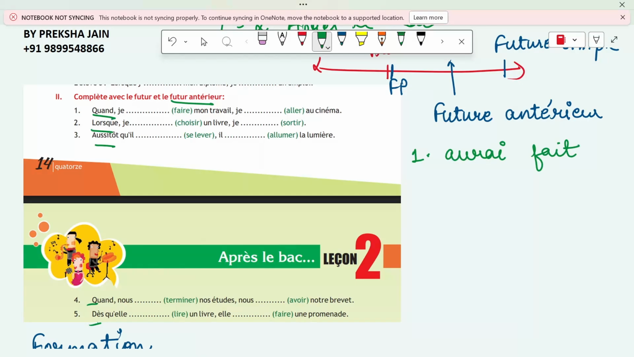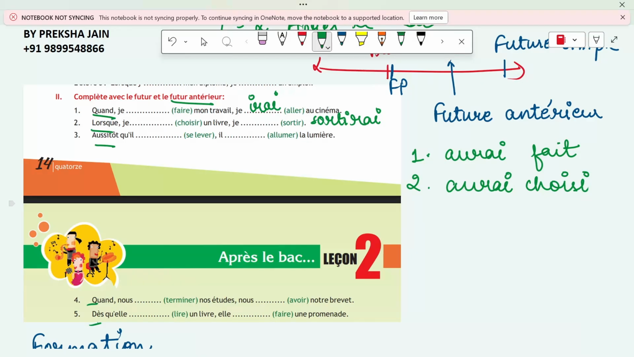Aurai fait. Second one, lorsque je choisis un livre, when I choose a book, when I will have chosen a book, I will leave, I will go out. Sortir means go out. So the first one will be future antérieur as usual. So, aurai choisi. Okay, I forgot to write the second blank. This is supposed to be future simple, of course. So this one would be irai and sortirai.